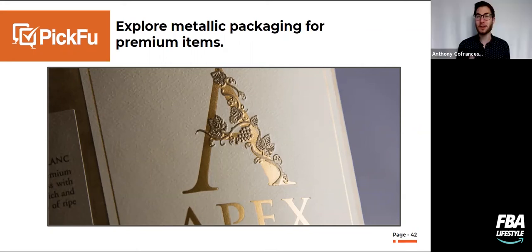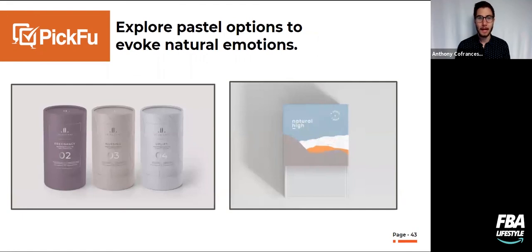But again, if you're trying to sell a premium product, you can look at, I think it still says metallic packaging. It's just a typo, but look at embossing. Look at something where you can actually run your hand over it and it's not flat. You can actually feel a texture, and that really can go a long way.